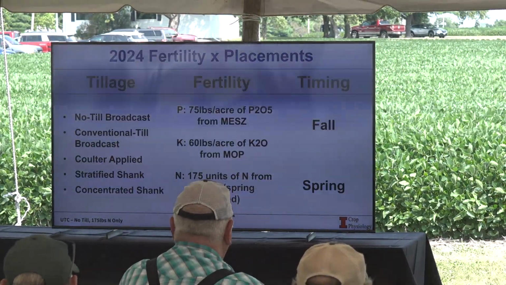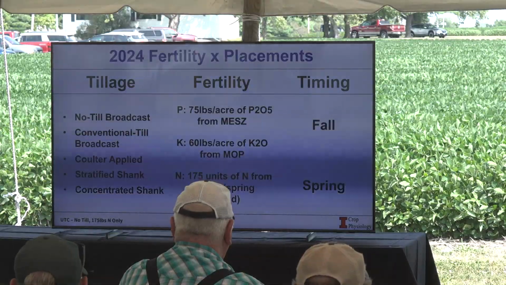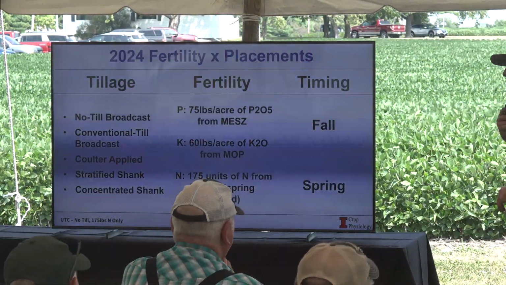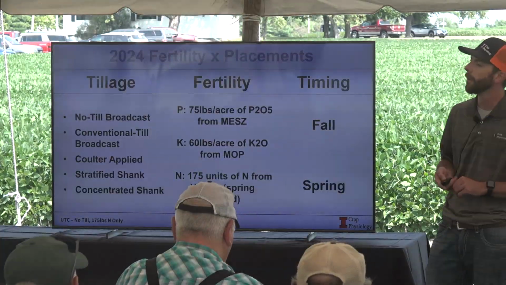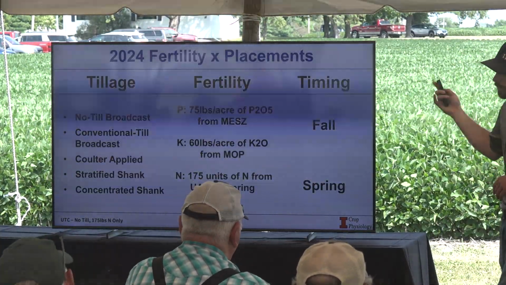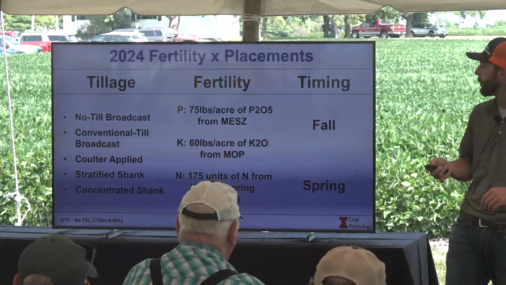And then for this trial, we had to do nitrogen, obviously, but with all the different placements, we had to broadcast it over the top in the spring. So we sprayed 175 units of UAN across the surface, with an inhibitor, and then let rain come in. And then we were looking at fall versus spring timing with this trial.